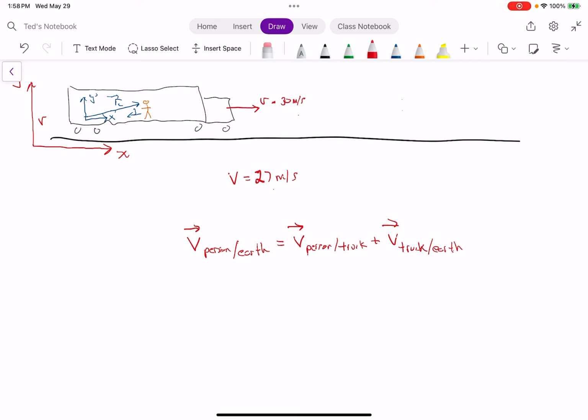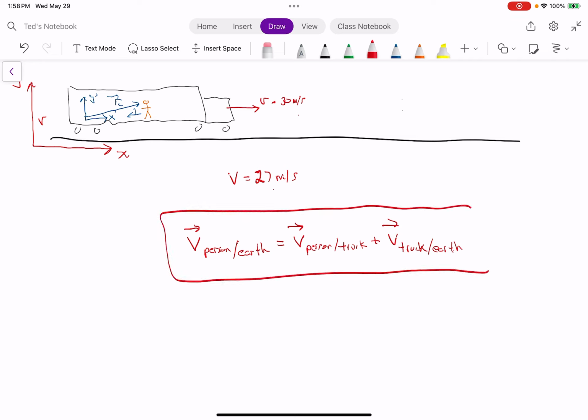Okay, and this is the equation for relative velocity, and it doesn't have to be a person in a truck. It can be any object and any two coordinate systems. So this would be like the first coordinate system, the Earth, and then the truck would be the second coordinate system. And you see that the velocity of the person with respect to the Earth is equal to the velocity of the person with respect to the truck plus the velocity of that second coordinate system, in this case the blue coordinate system, with respect to the red coordinate system.